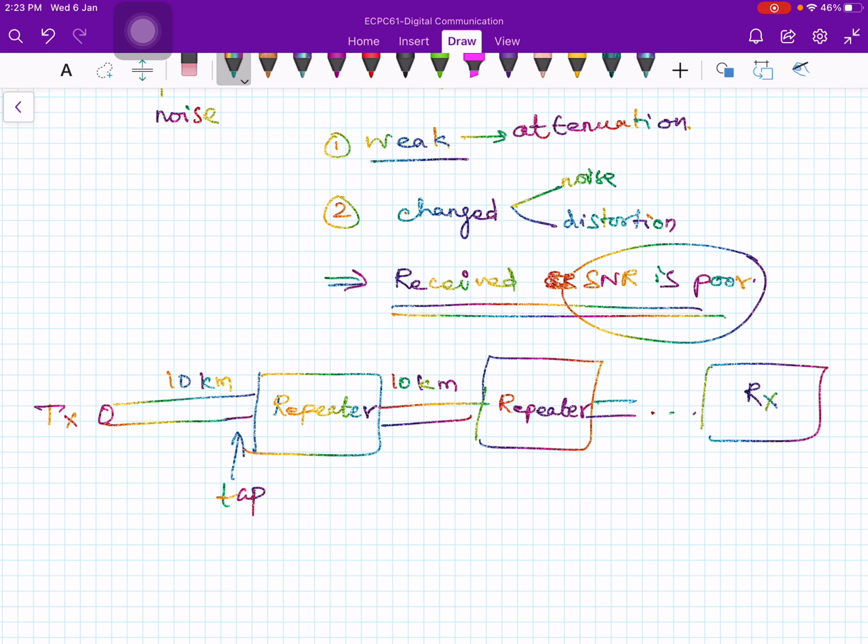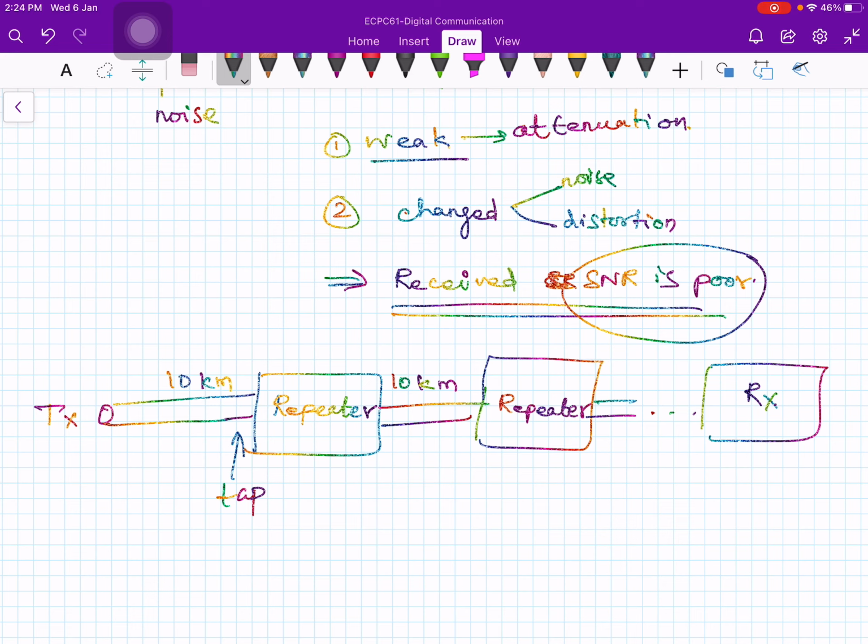And now you can ask me a question. If you do this kind of repeater, this kind of amplification between the transmitter and receiver, will it help us to improve the signal to noise ratio? Obviously the answer is no. Why? Because the repeater not only amplifies the signal part but also amplifies the noise part and distortion part. Therefore the repeater will not help us as far as noise and distortion are concerned.